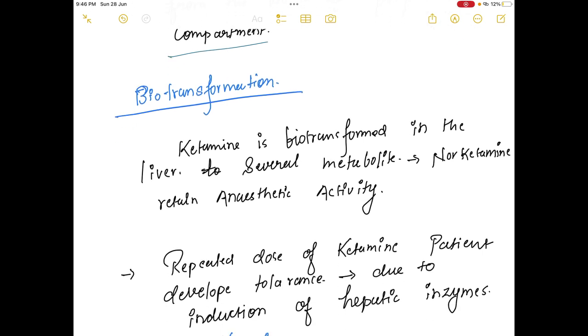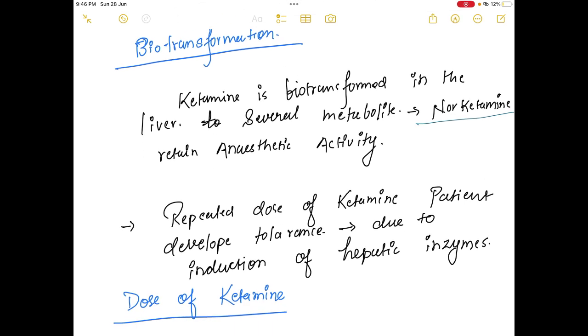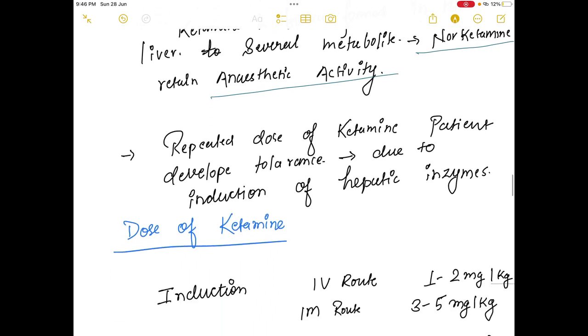Biotransformation of ketamine. Ketamine is biotransformed in the liver to several metabolites. One of the metabolites of ketamine is norketamine, which also has anesthetic activity. With repeated doses of ketamine, the patient can develop tolerance due to hepatic enzyme induction.